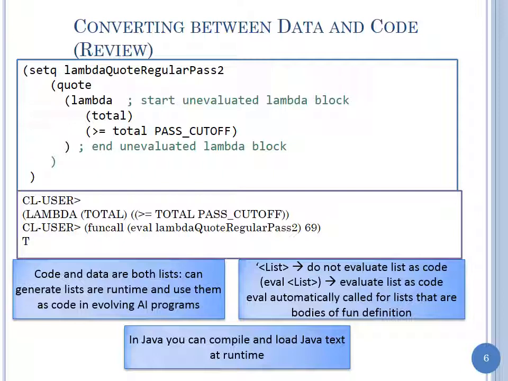That's one big concept. Now in Java, by the way, I can take a piece of text and compile it and load it at runtime. I do that actually in the code I've built. But that's not as elegant as this, where you just take a list and say eval, and suddenly evaluate it as code.